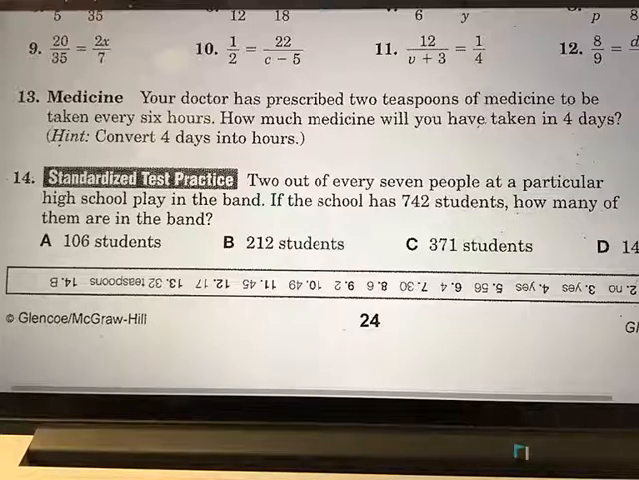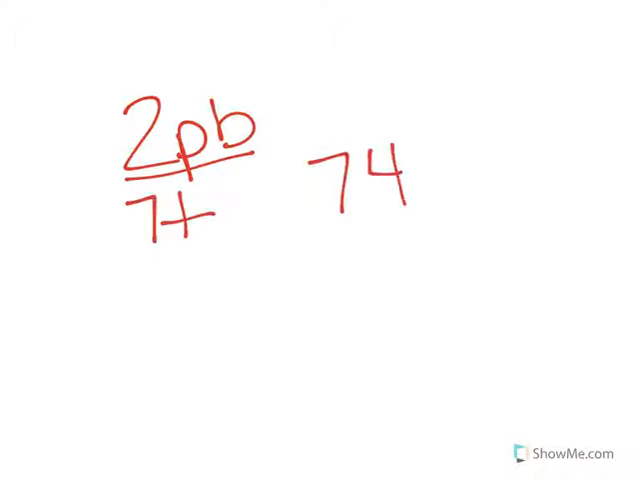2 out of every 7 people at a particular high school play in the band. Sorry about that. If the school had 742 students, how many of them are in the band? So I'm going to open up a new page. 2 people play in the band out of 7 total. What if there were 742 total people in the school? How many would play in the band?